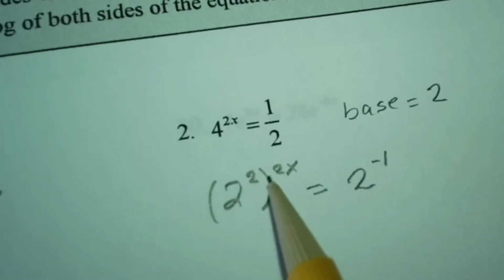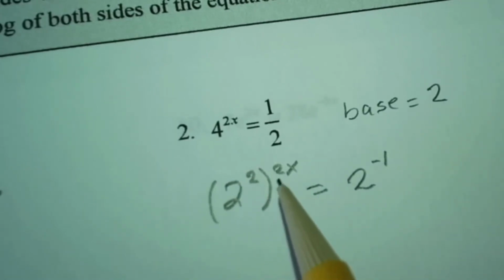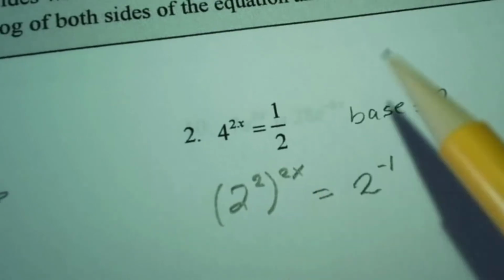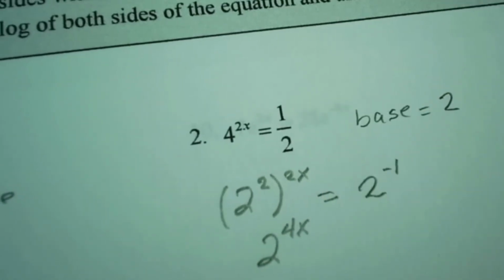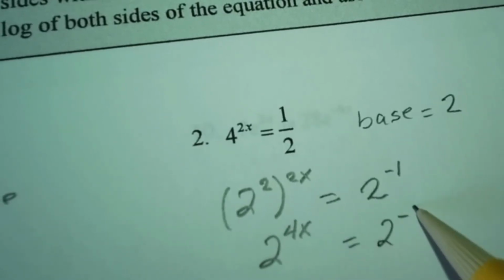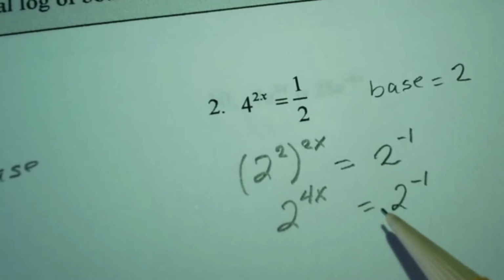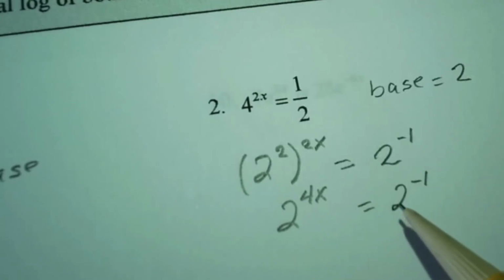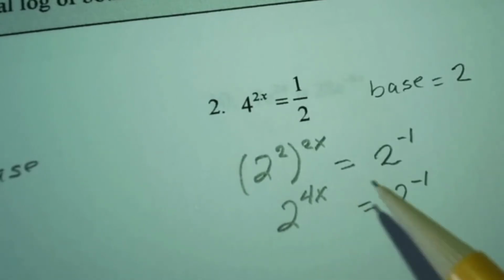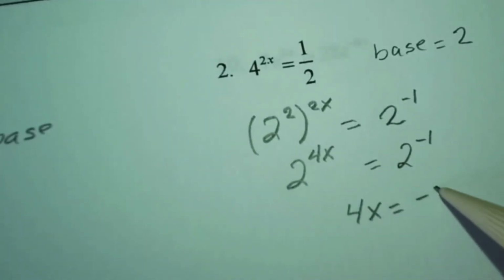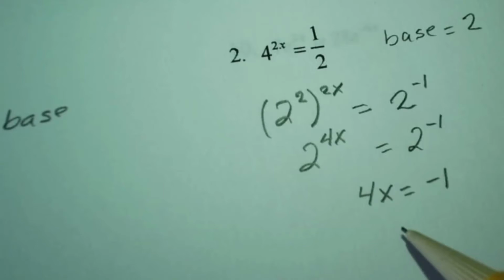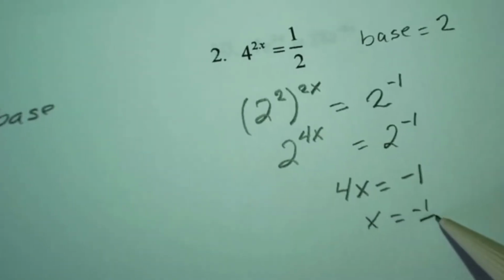So now here on the left-hand side, we can use our power rule to multiply these two exponents, right? Power rule of exponents, which we've studied before. So I'm going to write 2 to the 4x equals 2 to the negative 1. And now, again, we have these same common bases on both sides, so we can ignore the bases and work with just the exponents. So we're going to rewrite 4x equals negative 1. And now divide by 4, and x equals negative 1/4.